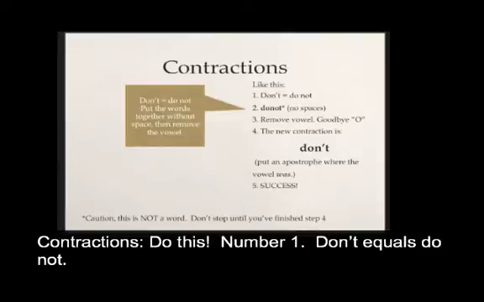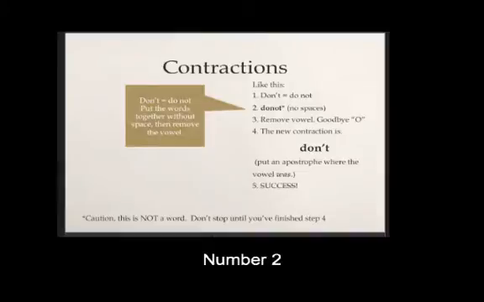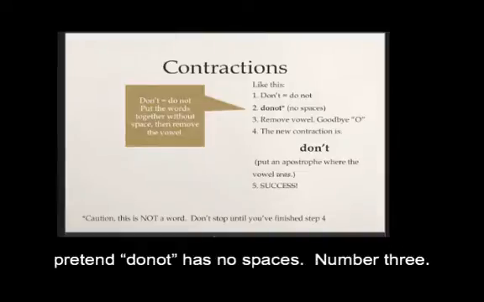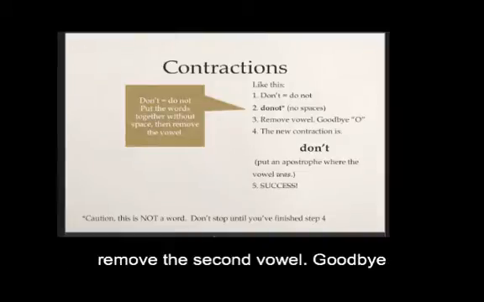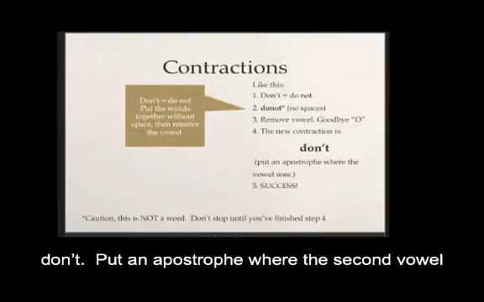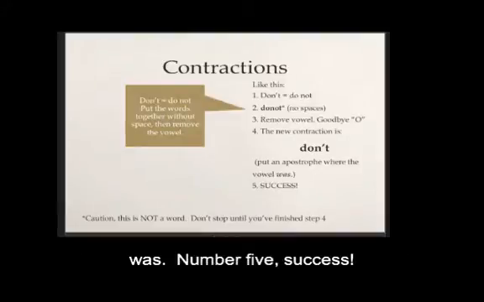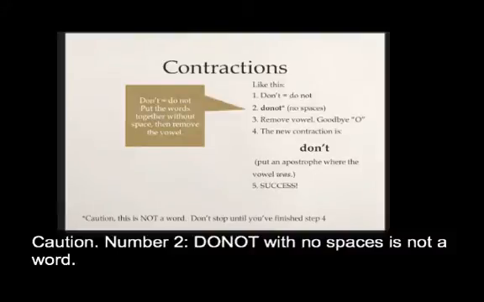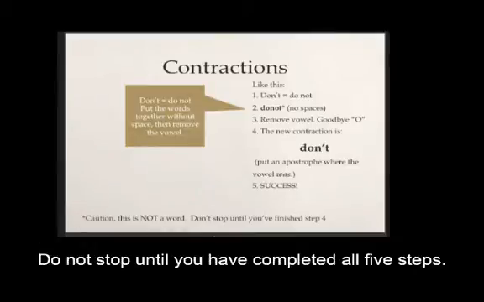Contractions: do this. Number 1, don't equals do not. Number 2, pretend do not has no spaces. Number 3, remove the second vowel. Goodbye, O. Number 4, the new contraction is don't. Put an apostrophe where the second vowel was. Number 5, success. Caution, number 2, do not with no spaces is not a word. Do not stop until you've completed all 5 steps.